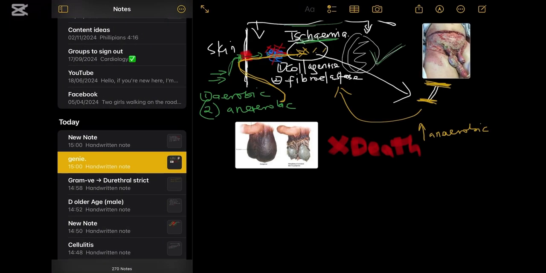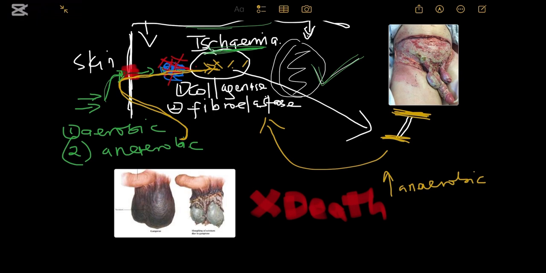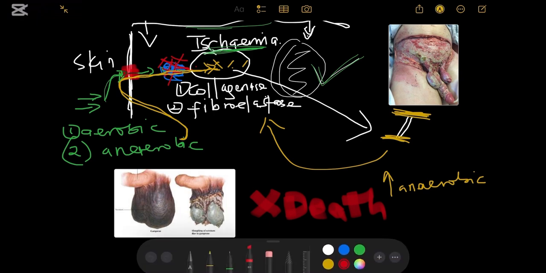Once these bacteria enter inside, they start digesting every single thing here, cause ischemia; anaerobic organisms enter, cause more damage, cause more ischemia, and cause thrombophlebitis. I'm going to write it here. Thrombophlebitis.